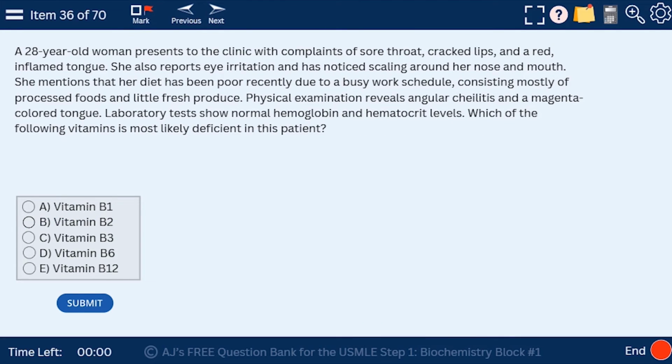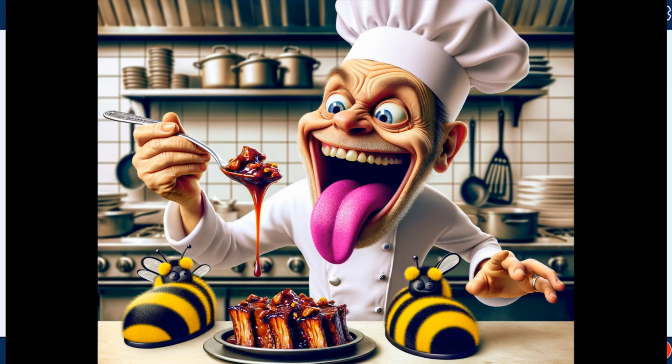Question 36. A 28-year-old lady has eye irritation and scaling around her nose and mouth, angular cheilosis, and a magenta-colored tongue. These describe vitamin B2 deficiency, which I have an awesome mnemonic about on my website. You can take a look over here when it's available.